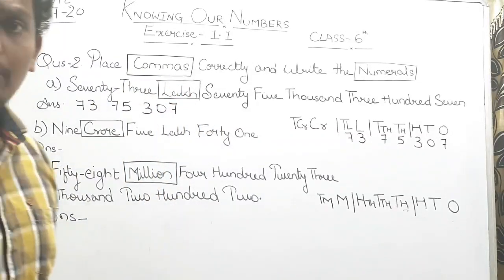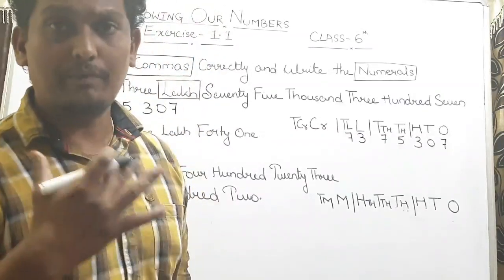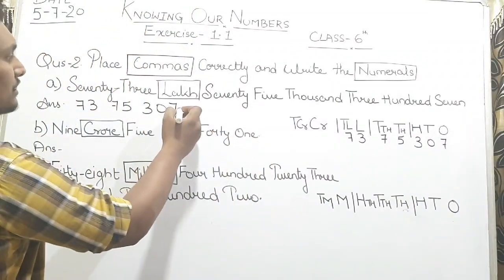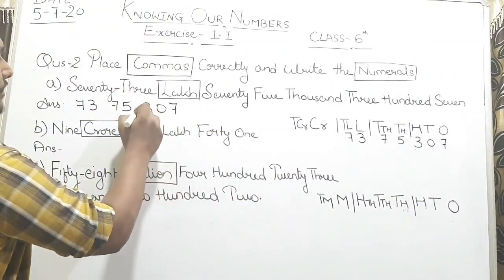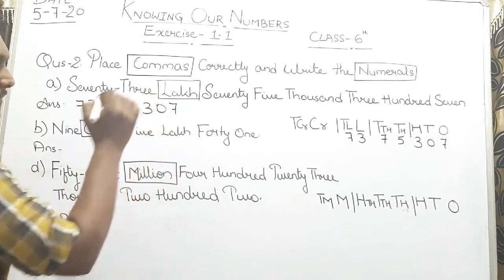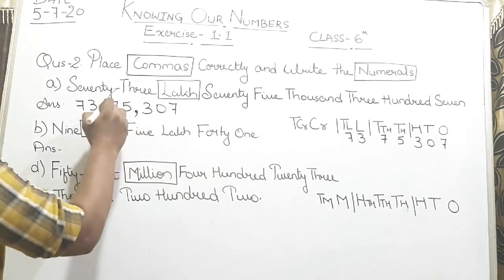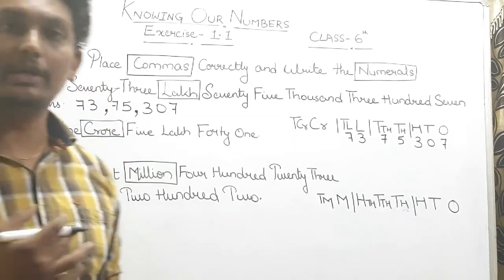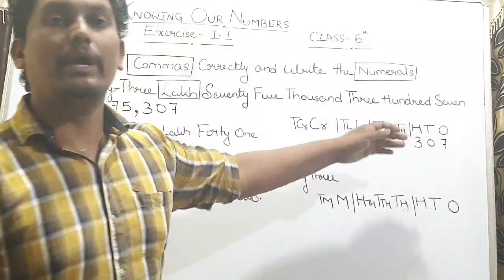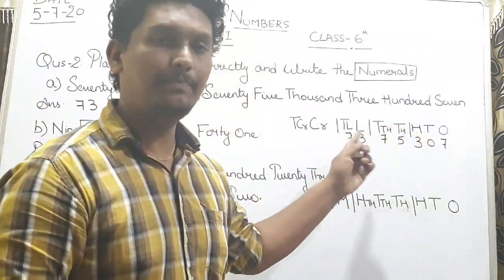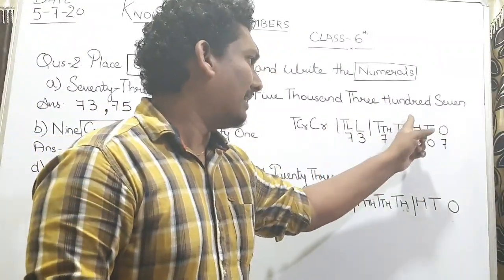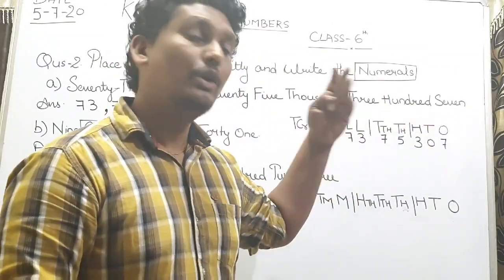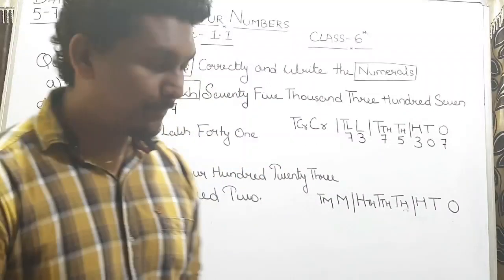Next step is commas. How to put the commas in Indian system? We have to follow the order of 3, 2, 2. Same way, first 3 places, ones, tens, 100, put comma here. Okay, then 2 places. In this way we have to put the commas. Or when you write this place value system, give a line after 3 places, then 2 places, then 2 places. So it will be very clear where you have to put the commas, right?